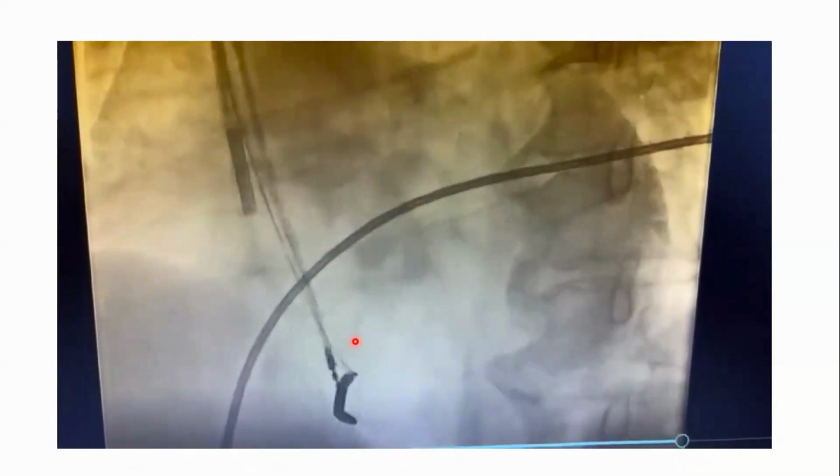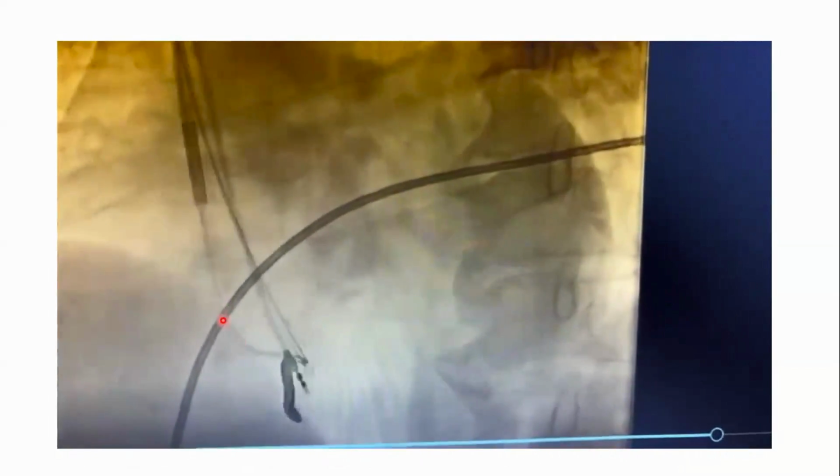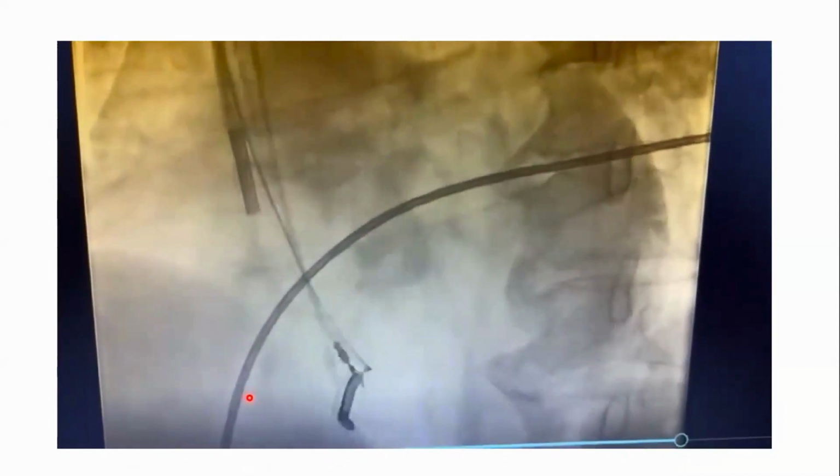Now, this is the second technique that we use, and maybe the video is not as clear, but again, we have a guide, but inside the guide is a diagnostic catheter, an AL2. And using the AL2, we place the AL2 in the right atrium, and we usually do an anti-clockwise rotation.